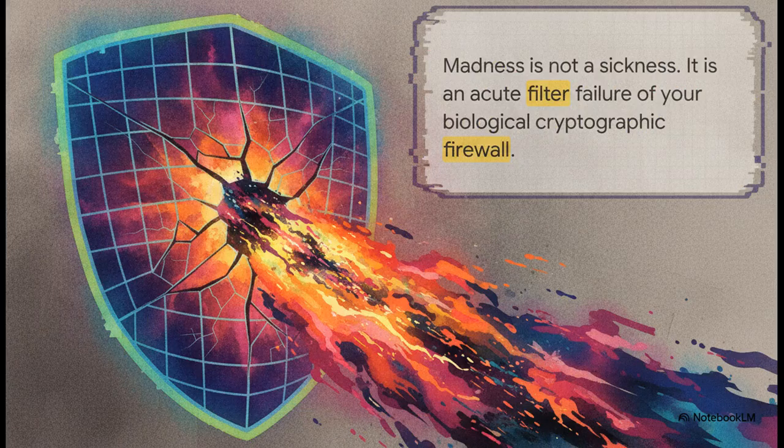I really want to completely reframe this for you. Madness is not a sickness. It is an acute failure of your biological cryptographic filter. In the game, as Pierce's sanity meter drains, he isn't getting a disease. His biological rendering layer is actively falling apart. That allows the raw, unrendered K layer to bleed directly into his conscious awareness. It is quite literally an overload of absolute truth.